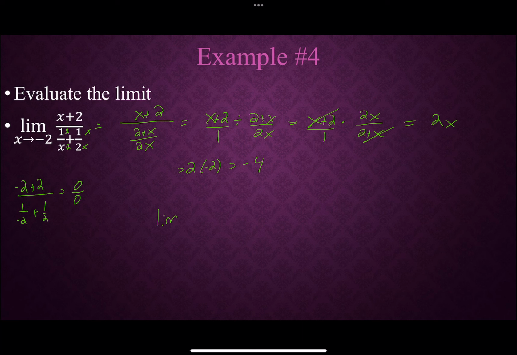So our proper notation, limit as x approaches negative 2 of x plus 2 over 1 over x plus 1 over 2 is equal to negative 4. With our proper notation.